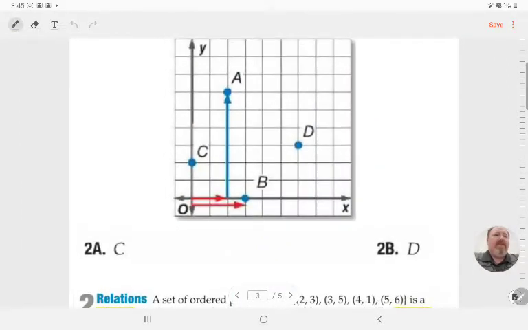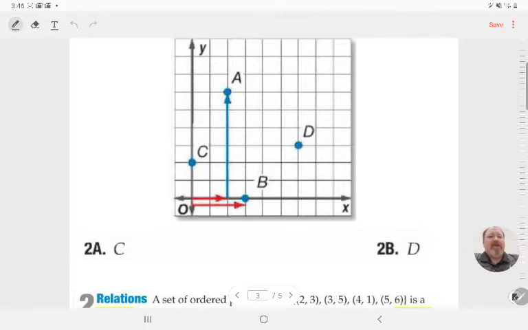So now take a look at this, and I want you to label what point C is and label the coordinates for point D. Pause the video, go ahead and do that, and then we'll take a look at it. All right, welcome back. I see you got it done.